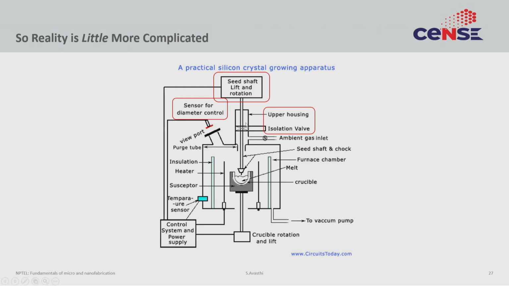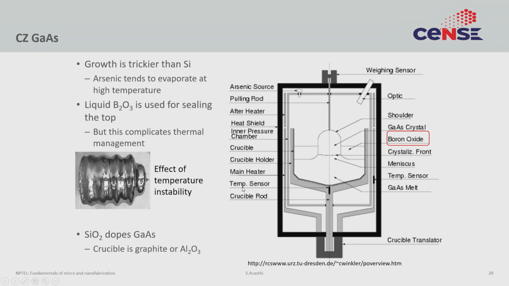Okay. The second thing is you see this upper housing and isolation valves. These allow you to make sure the system is sealed and the oxygen from the atmosphere doesn't get in. It keeps the system sealed so that heat doesn't leave, because again if the heat leaves then your area becomes smaller. And then there is a control power supply that measures the temperature of the melt, which is very important to maintain uniform area, etc.